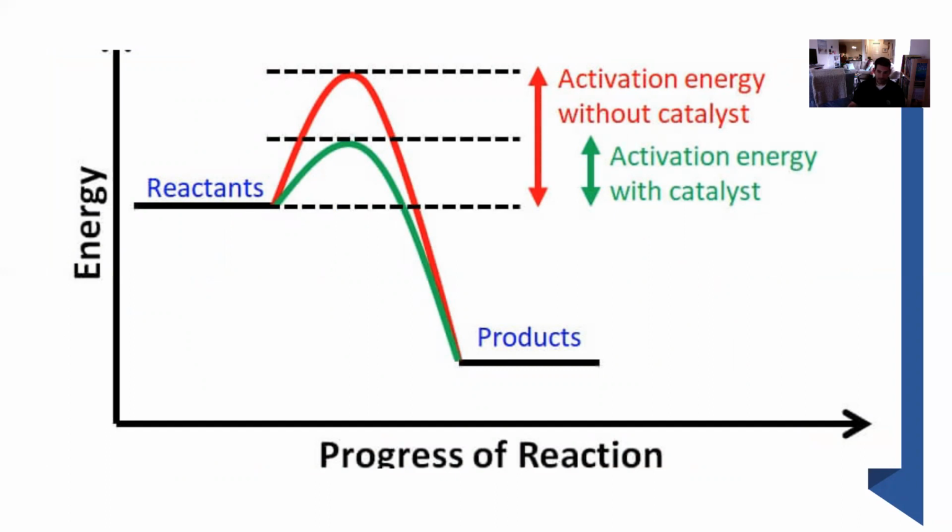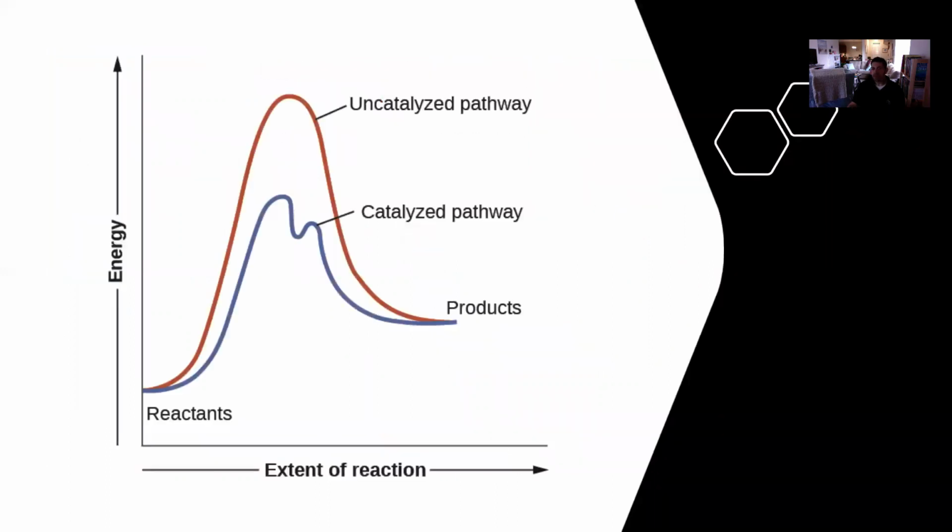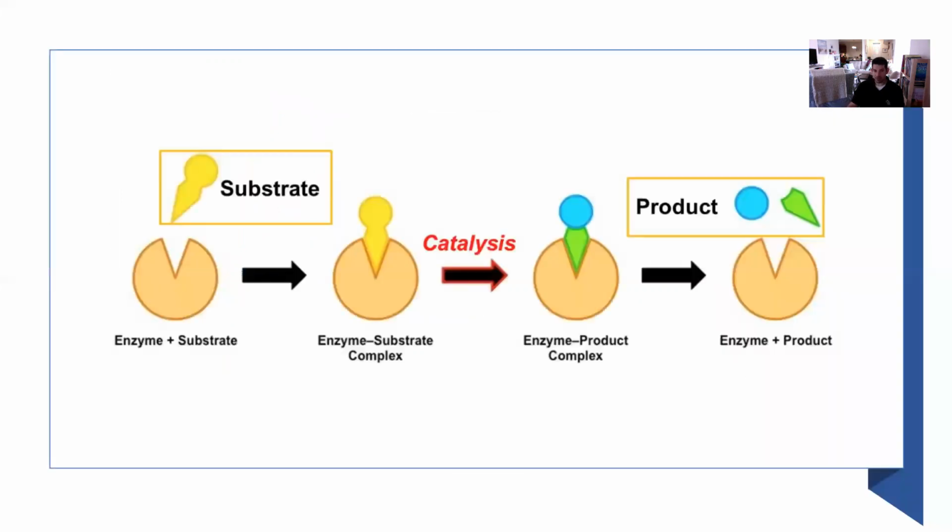How exactly does that happen? It provides an alternate pathway. It's almost like a shortcut. So the uncatalyzed pathway has that high activation energy, but the catalyzed one provides almost like a shortcut, a different way to go. The catalyzed pathway often includes intermediates, which is totally fine. We could have multiple steps along the way. But that's the catalyzed pathway.